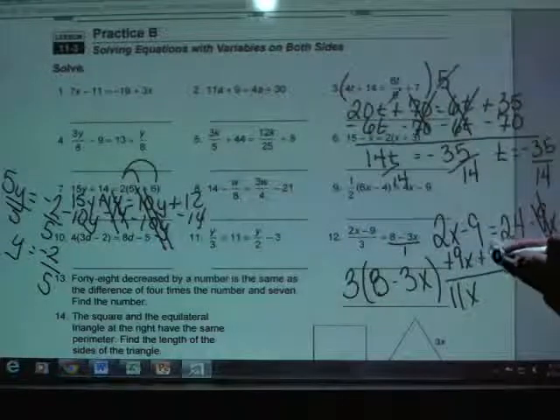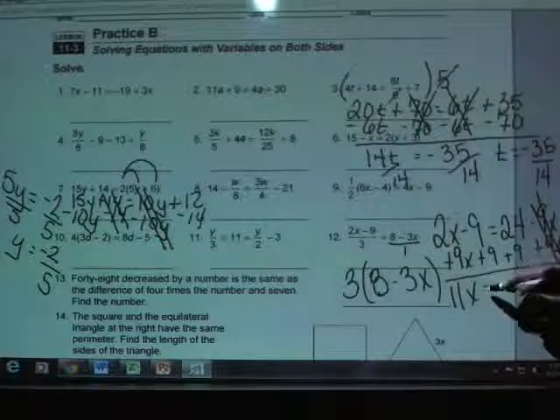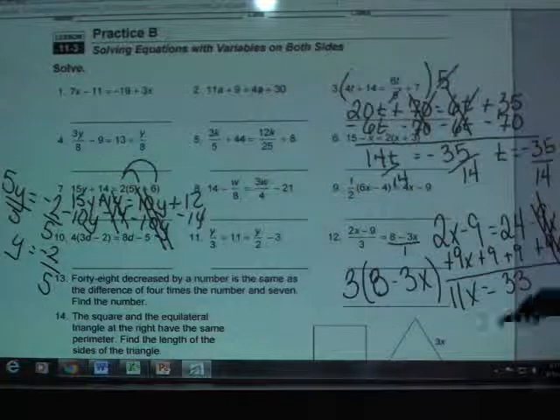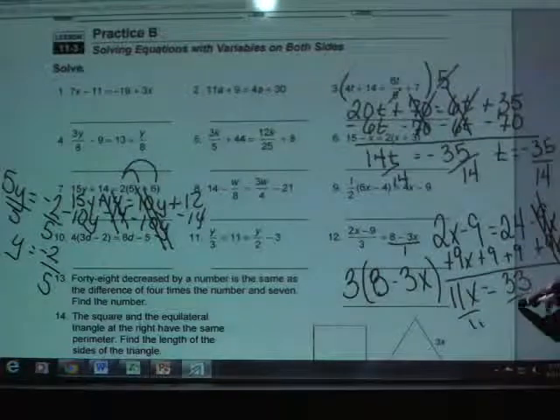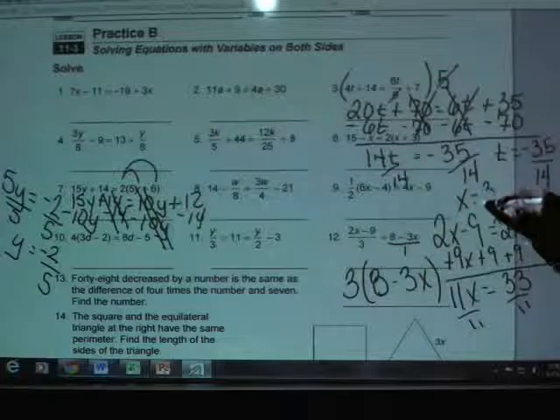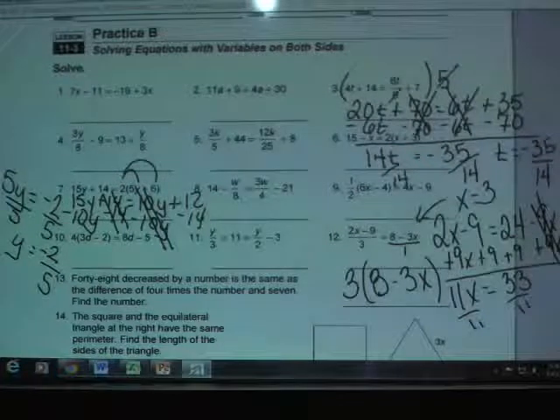As far as the 9 goes, sending numbers off to the right, it's got a minus in front of it, so I'm going to do the opposite, which is to add. So I'm adding 9 to both sides. 24 and 9 goes together to make 33. If I have 11x equals 33, by dividing by 11, I reveal that x equals 3 for question number 12.